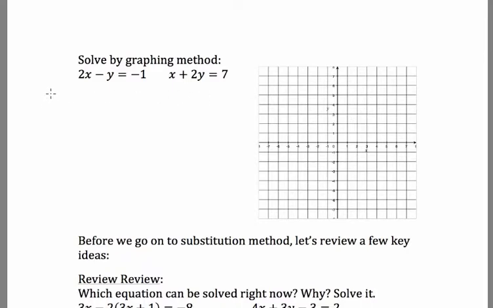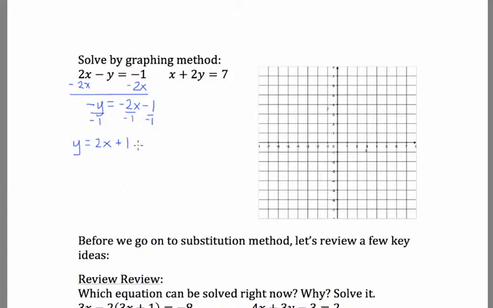Solve this system of equations by the graphing method. Since these are in standard form, I must change them into slope-intercept form in order to graph more easily. Don't forget that the negative comes down with the y. To undo that negative, we'll divide each term by negative 1. That will change the sign of every term. So there's our linear equation in slope-intercept form.